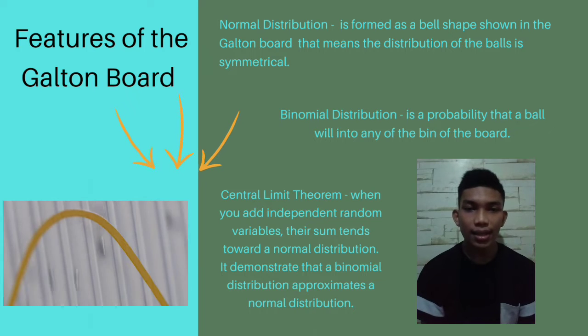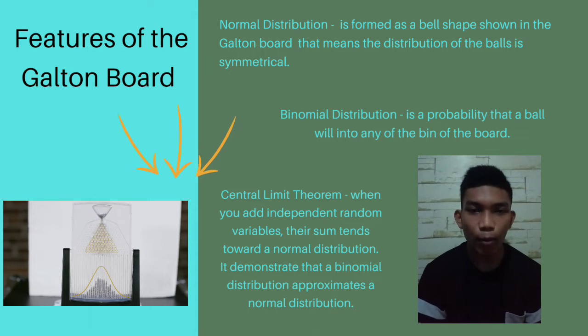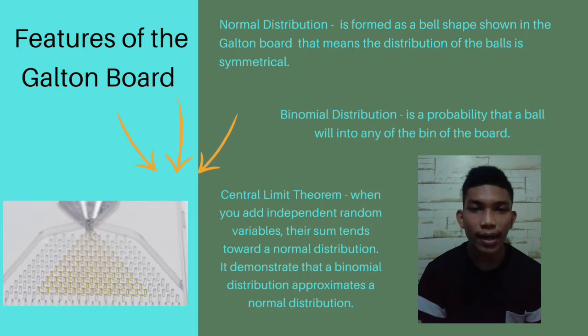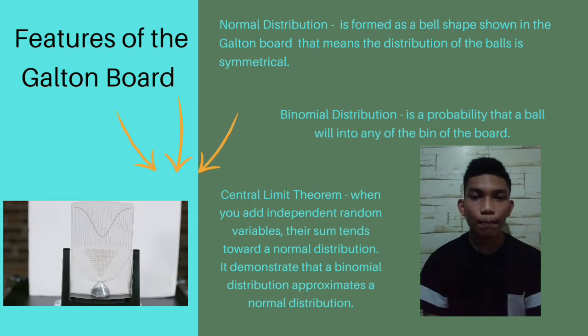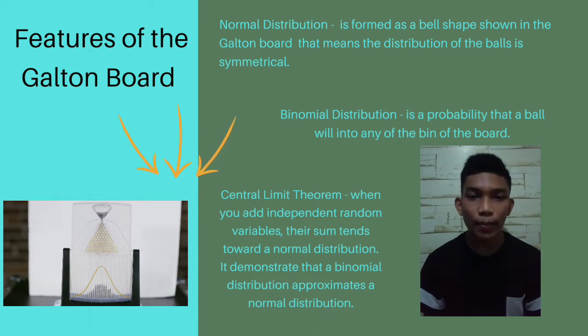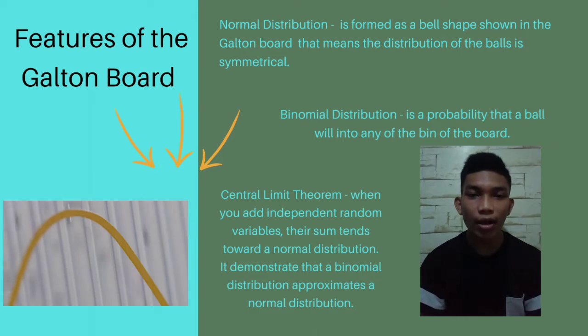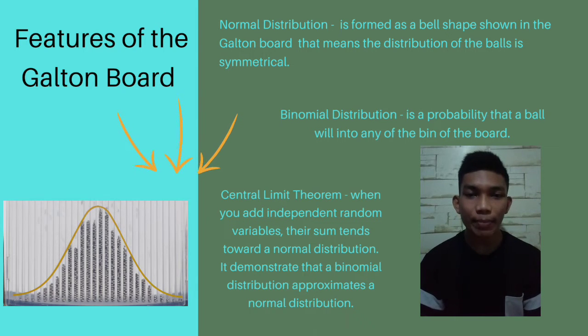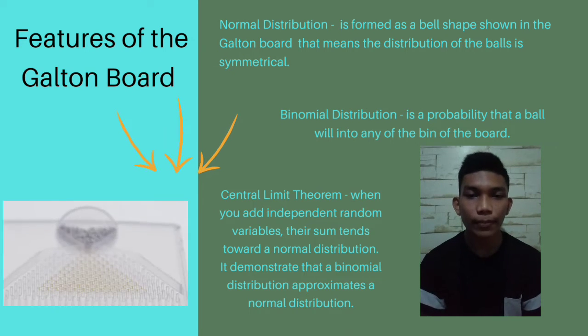The third one is the central limit theorem. When you add all the independent random variables, their sum tends toward a normal distribution, which means a binomial distribution approximates a normal distribution. Pag sinabi nating approximate, it means to be exact. So, kapag inadd natin lahat ng probability ng binomial distribution, magkakaroon pa rin tayo ng normal distribution. Which means, ang binomial distribution ay hindi siya mag-i-exceed sa normal distribution.